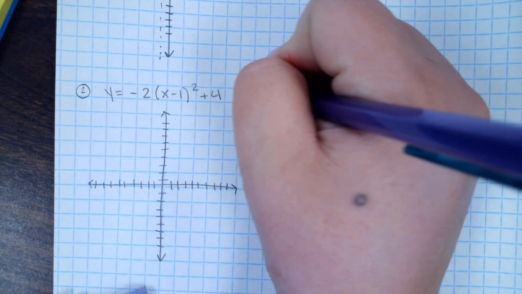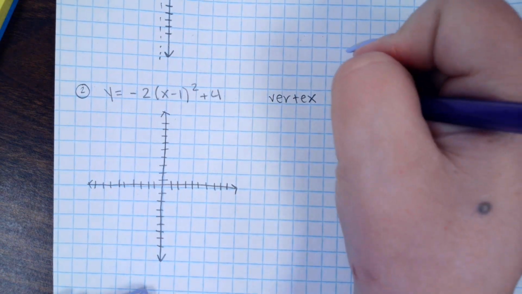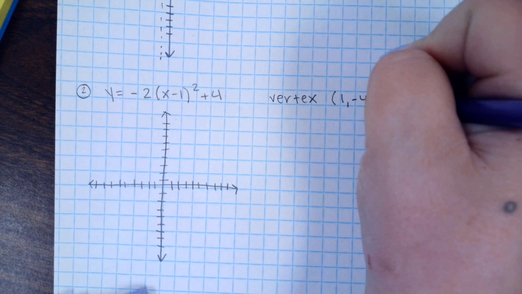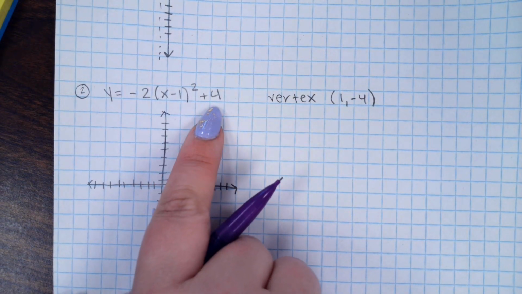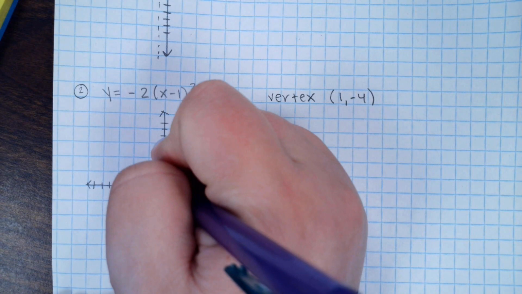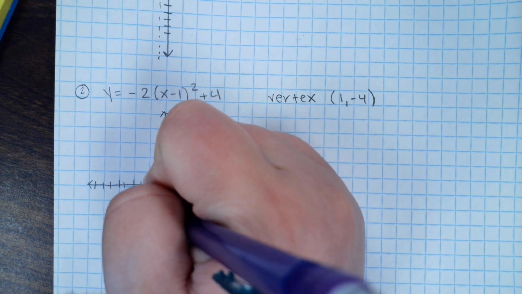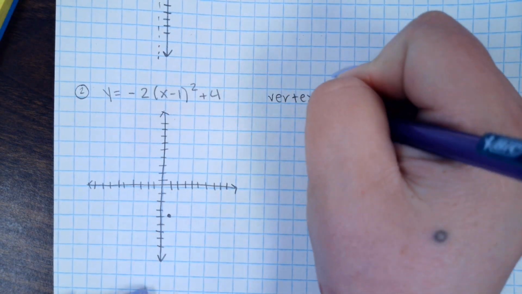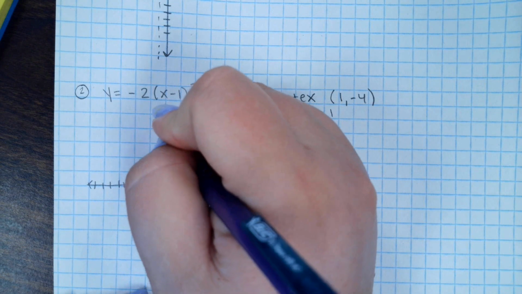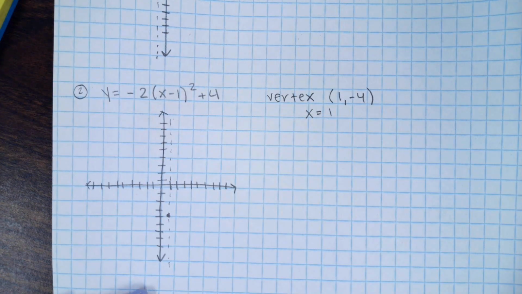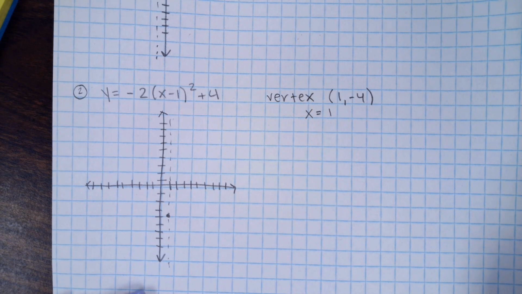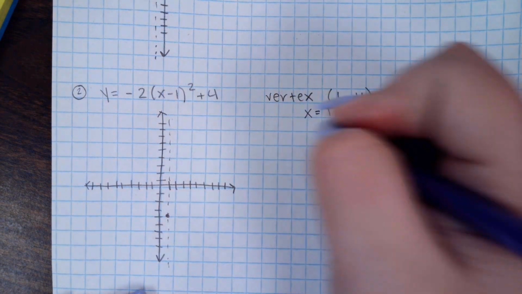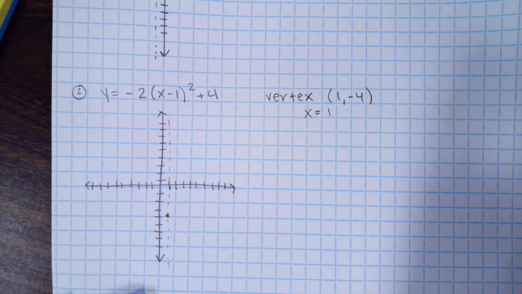All right, so let's identify our vertex. 1, 4, because it's the opposite of this number, and then this number. So let's graph it. 1, 2, 3, and 4. And then our axis of symmetry is going to be x equals 1. So let's draw that in. All right, now we can just choose an x that's close to our axis of symmetry. Well, my axis of symmetry is 1. Let's say we choose 3.